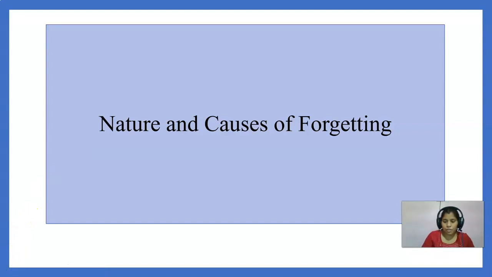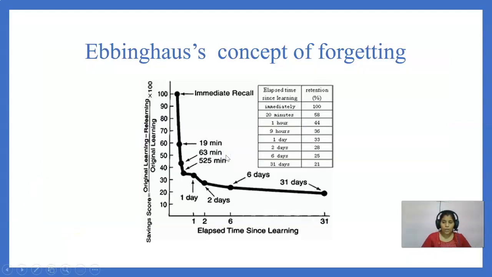Nature and causes of forgetting. So far, we have discussed the concept of memory, how we encode information, how we store information, how we can recall information, different kinds of long-term memory which store different kinds of information, and how we use information when we solve any cognitive task, like the role of working memory.